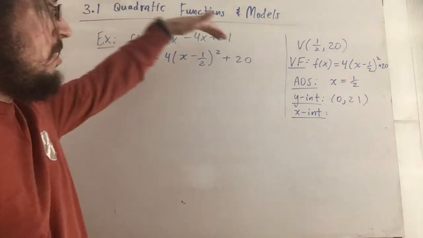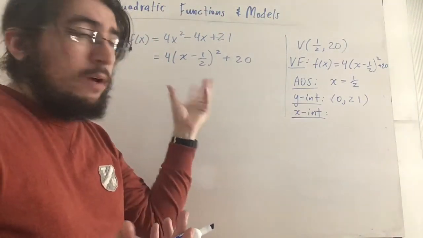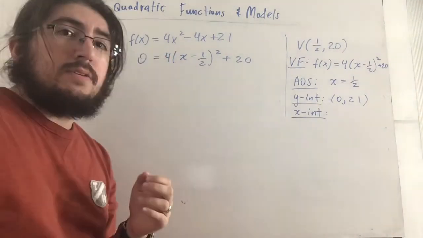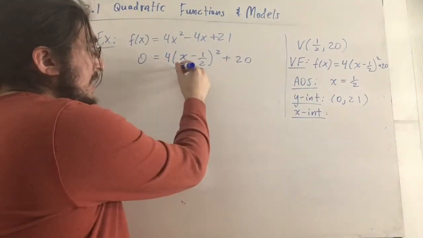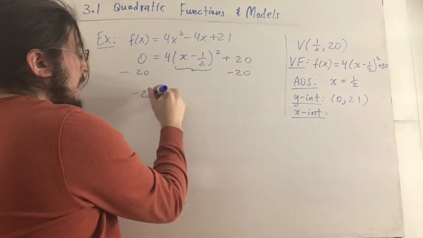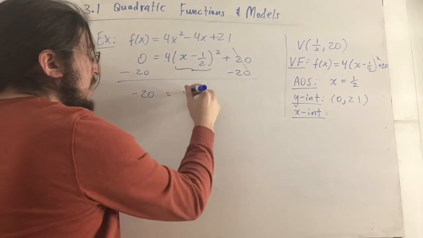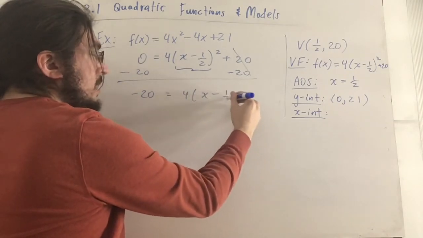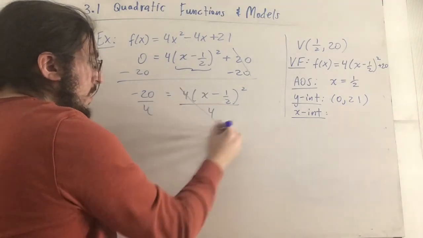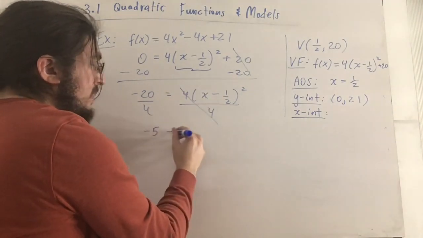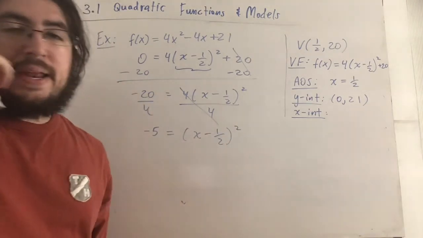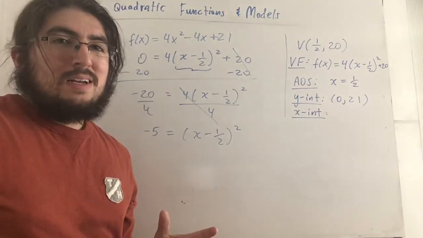I would set this equal to 0, and then we can use the quadratic formula that way, but alternatively, let's set this equal to 0 to find the x-intercepts. Notice, isolating the square part, we subtract 20, so after doing that, negative 20 is equal to 4 times x minus 1/2 all squared, and then when you divide by 4, you get negative 5 is equal to x minus 1/2 quantity squared.